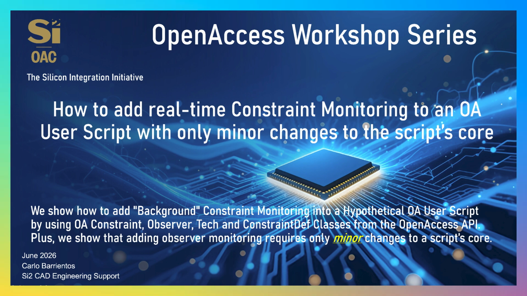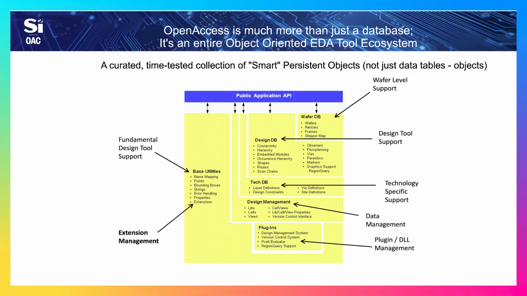In this episode, we'll demo how to add real-time constraint monitoring to an OA user script with only minor changes to the script's core. The OA API is much more than a database. It's an entire EDA tool ecosystem, but today we'll be narrowing our discussion to some often overlooked classes in the OA API: constraints and observers.